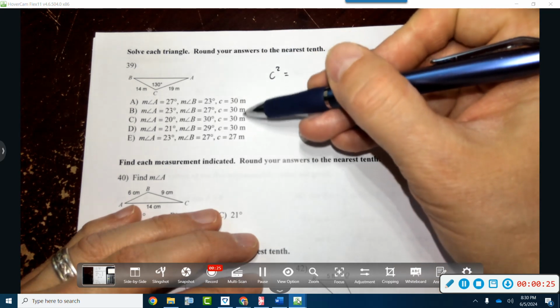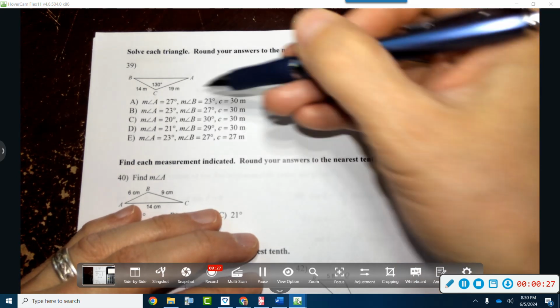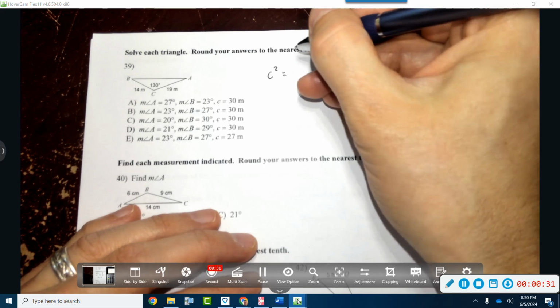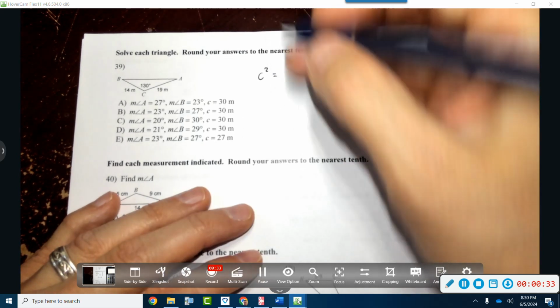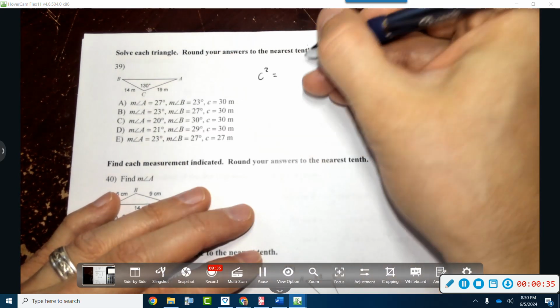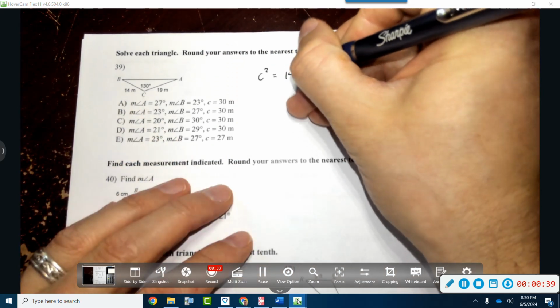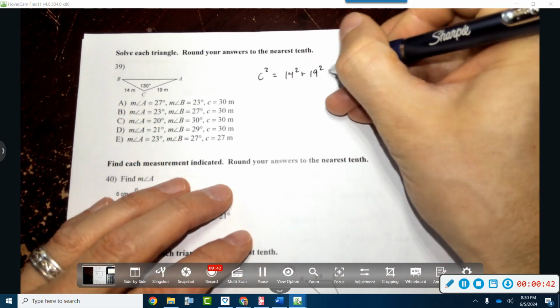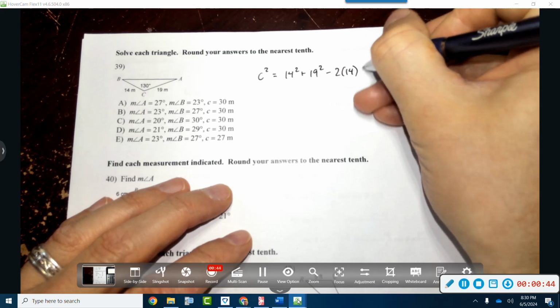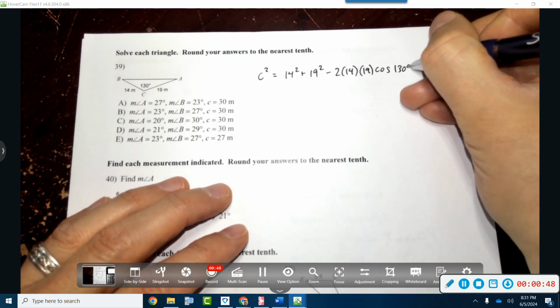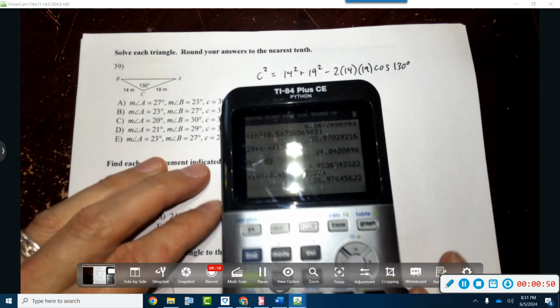Now, my guess is that the C is probably 30, and that we'll have to figure out A and B using the law of sines. Okay, so we're going to go with this guy because this is kind of set up for that. So we've got A would be 14 squared plus 19 squared. I'm just going to set this up real quick and then make sure that I type it in my calculator carefully. Okay, my calculator is in degrees, so that's good.